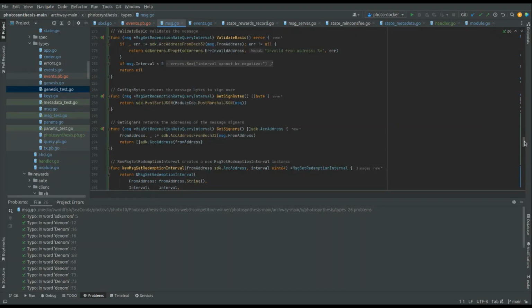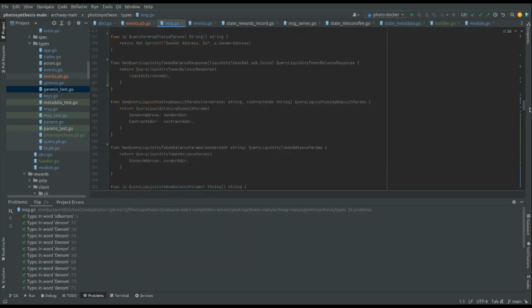Redemption rate updated event. This occurs when the interchain query is done to pull the redemption rate and it is greater than the threshold. In that case, the redemption rate is updated if meeting the criteria.